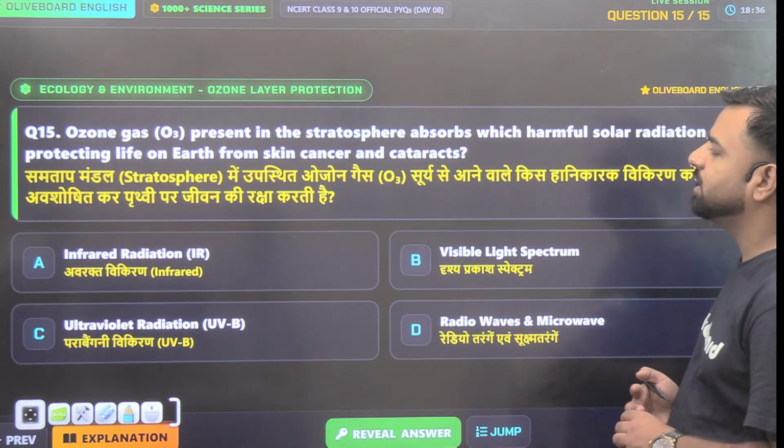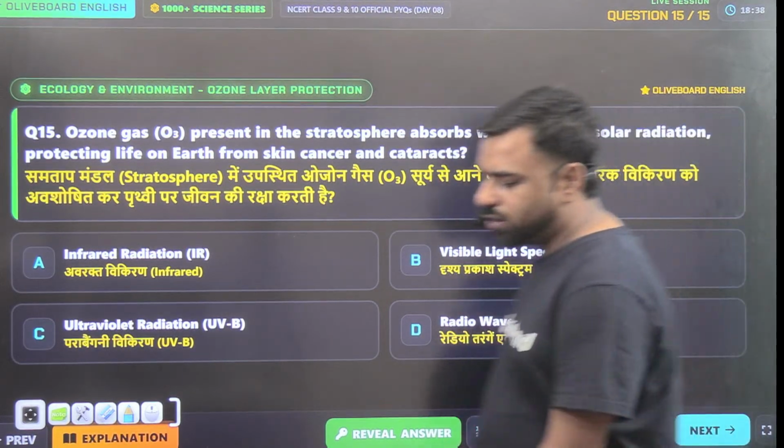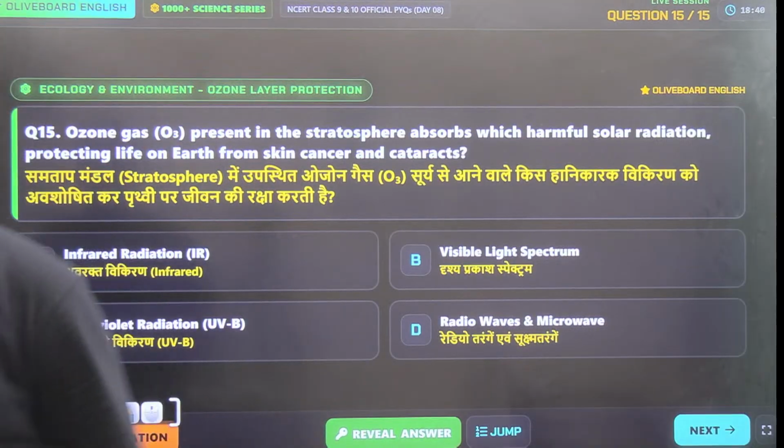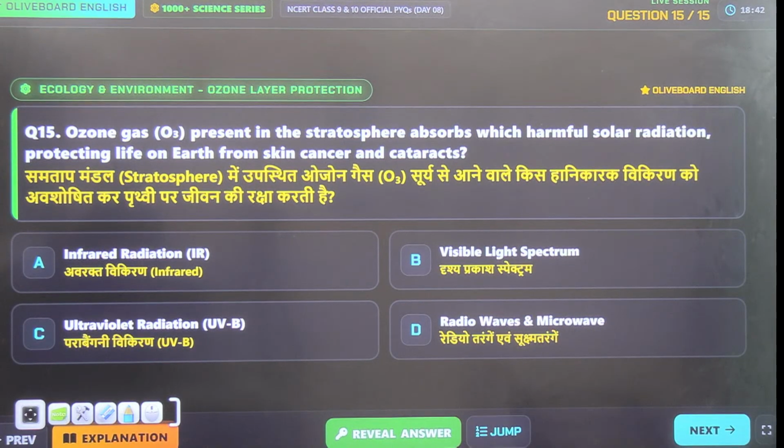Next. Ozone gas, which is present in the stratosphere, absorbs which harmful solar radiation, protecting life on the earth from skin cancer and cataracts? So what should be the answer in this case? Let me check what's your answer in the comment section. So yeah, this was the simple one.